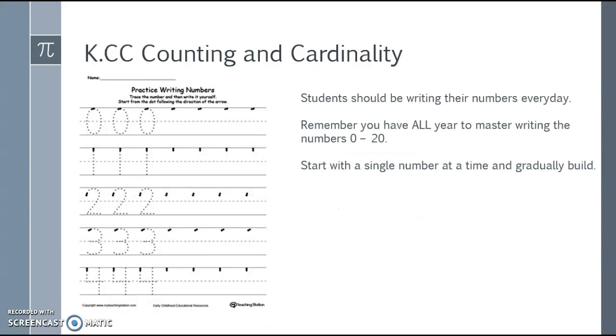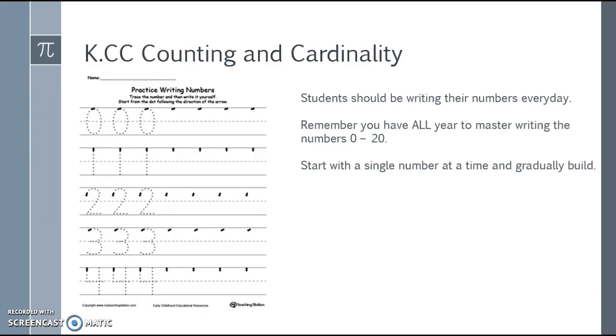Students should also be writing their numbers every day. Remember that you have all year to master all of these different standards. So don't feel overwhelmed by the standards that you need for language arts, for reading, for art, whatever standards you're following, you have all year to accomplish them. So start small. Don't overwhelm the students at all. Start with a single number at a time and gradually build.